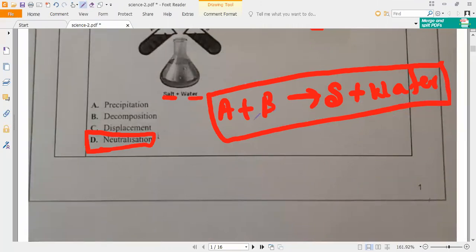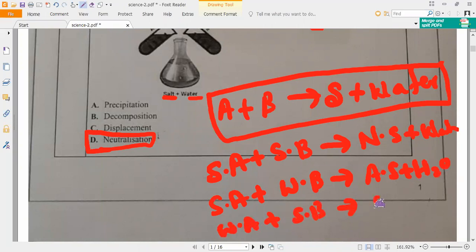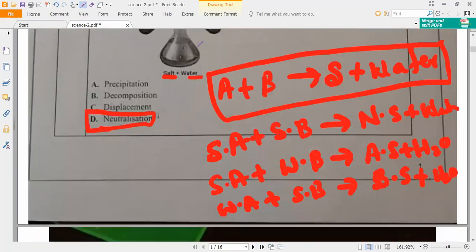Here once again I am saying the situation: strong acid plus strong base will always give you neutral salt plus water. Strong acid plus weak base will give you an acidic salt plus water. Weak acid plus strong base will always give you a basic salt plus water. Kindly all of you remember this. So this is the second question. Any doubt in this? No, sir.